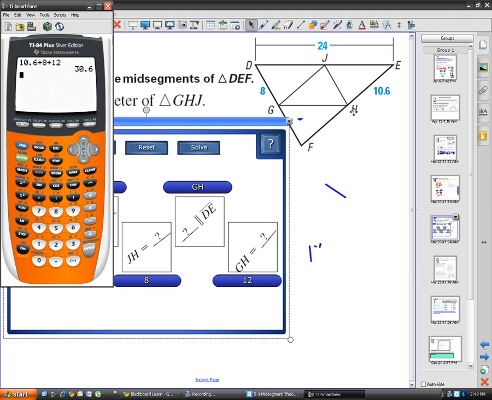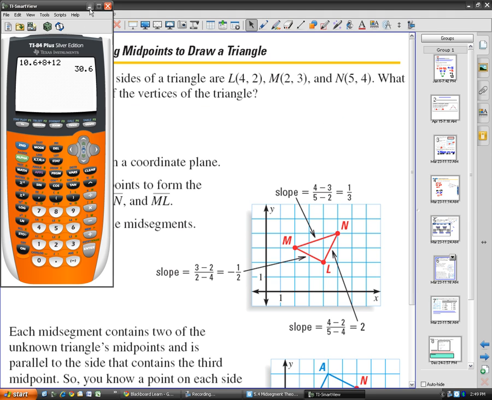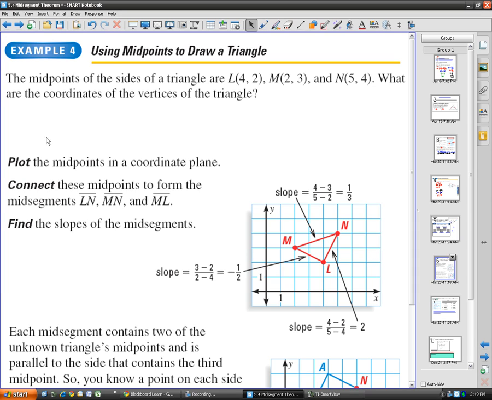Now moving on to the next page, if we're given these guys are the midpoints of the sides. Since we know these are midpoints, the side opposite is going to be double the length and parallel to the side. So I've got to find a line that is parallel to ML that's going to go through point N. So that's what we're going to do.